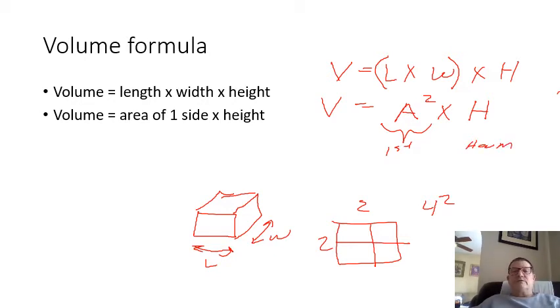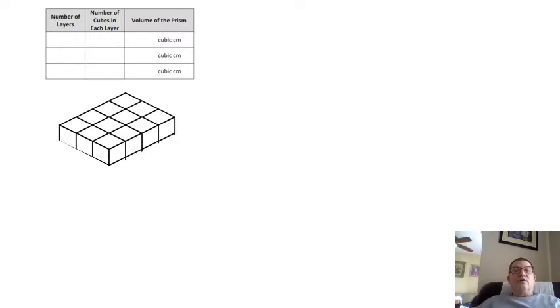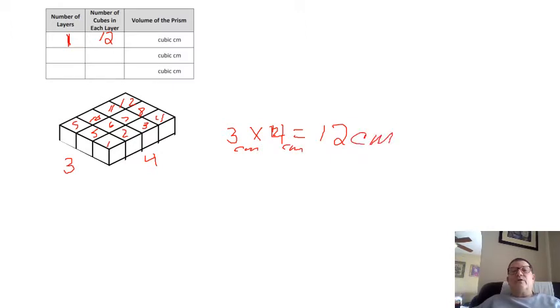Okay, so let's give this a try. First, let's take a look at this. Notice we have one layer. Now, it says number of cubes in each layer. Let's see, there's 1, 2, 3, 4, 5, 6, 7, 8, 9, 10, 11, 12. So there's 12 cubes. I could have also gone, I know that it's 3 long and 4 wide, so 3 times 4 gets me 12. Since they are centimeters, I would end up with centimeters squared. So that would give me the area.